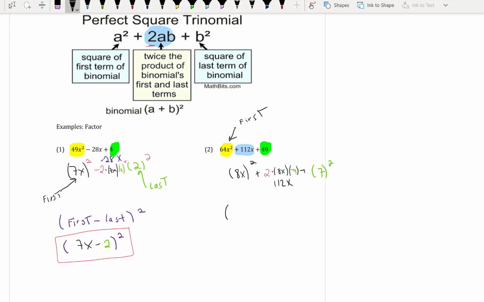So I'm going to have this as the first plus my last, squared. So I'm going to have my 8x plus 7, squared. And that's how I know that this is going to factor, because it follows that pattern of the perfect square trinomial.